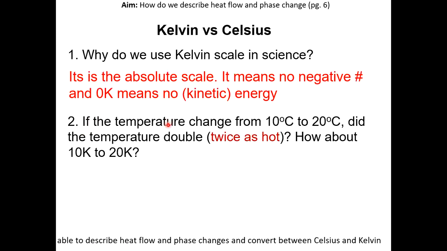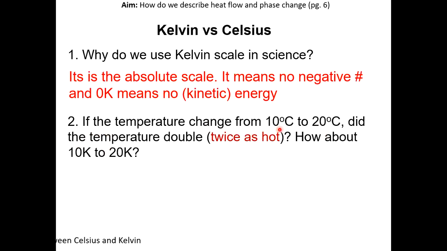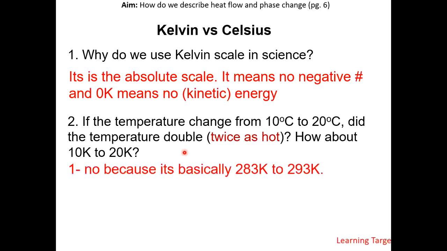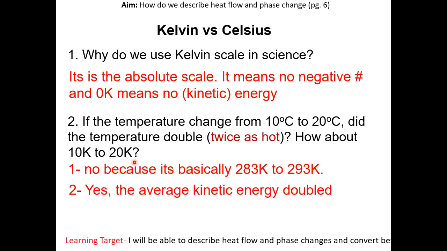Question 2. If the temperature changed from 10 degrees Celsius to 20 degrees Celsius, did the temperature double? That means did it get twice as hot? How about 10 Kelvin to 20 Kelvin? The temperature changed from 10 degrees Celsius to 20 degrees Celsius. The temperature did not double because it basically went from 283 Kelvin to 293 Kelvin. It did not get twice as hot, and the molecules did not move twice as fast. However, from 10 Kelvin to 20 Kelvin, the temperature did double because the average kinetic energy doubled.